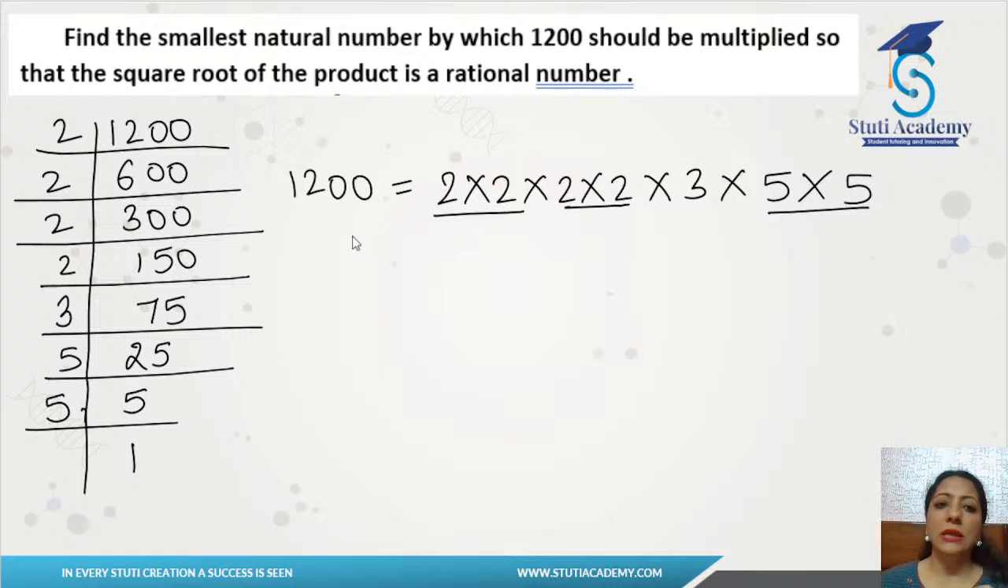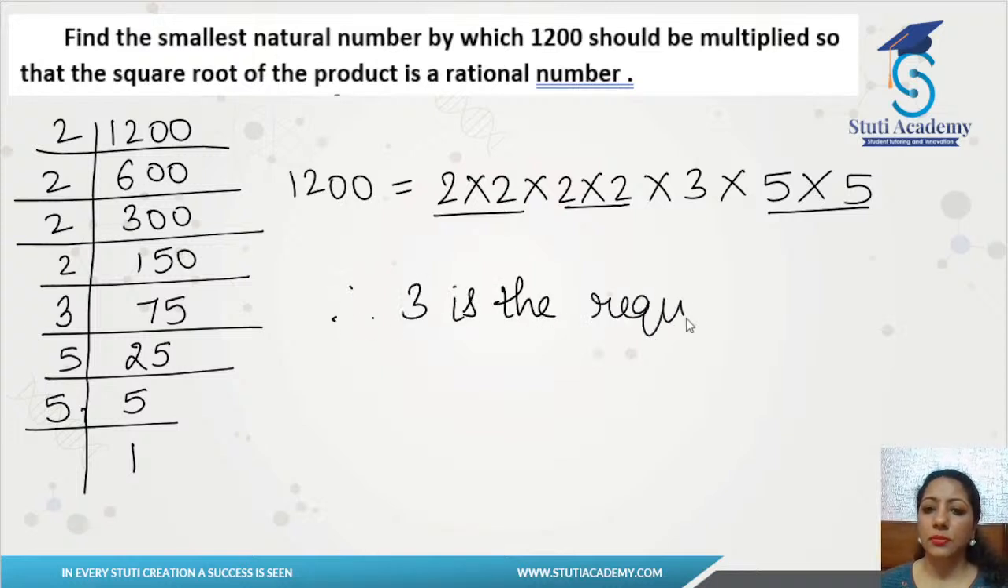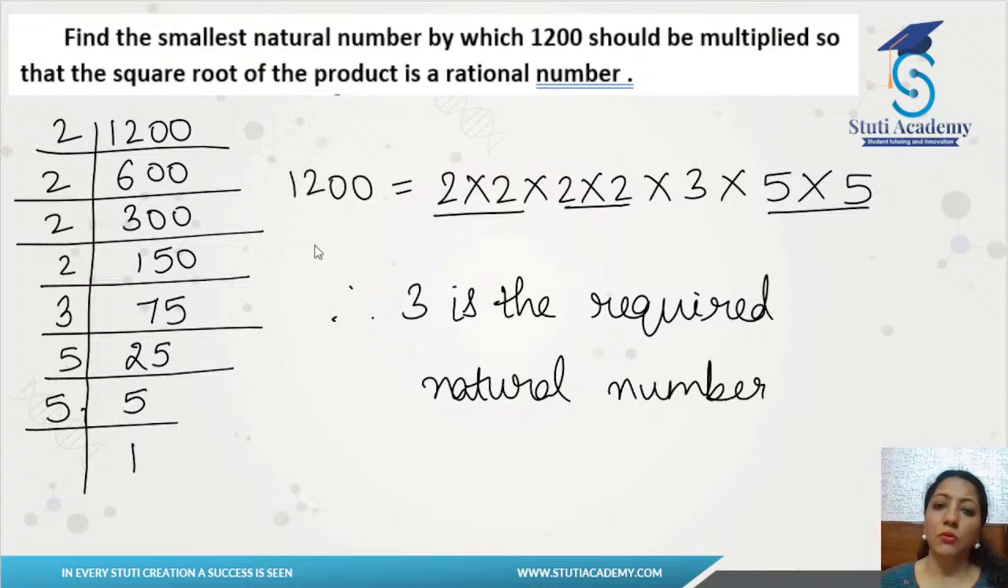That means 3 is the smallest natural number by which 1200 should be multiplied so that the square root of the product is a rational number. So you will write here, therefore 3 is the required natural number. That means if you multiply 3 by 1200, you are going to get 3600 and the square root of 3600, that's 60 actually, is a rational number.